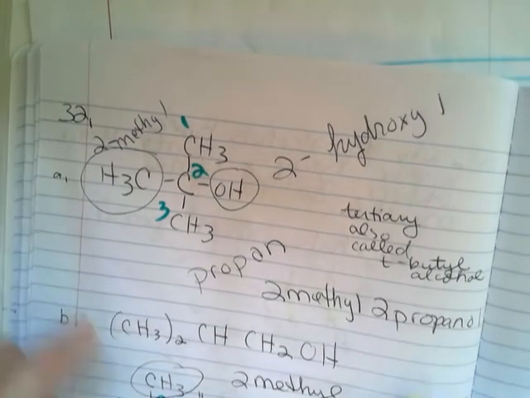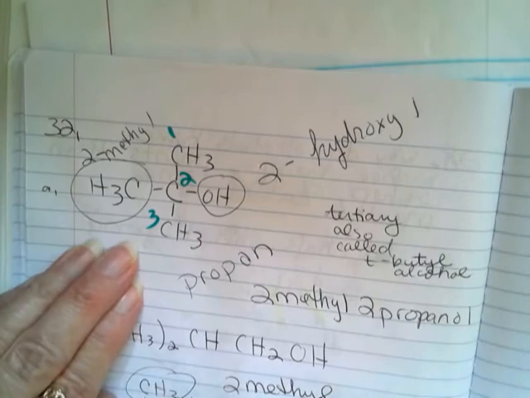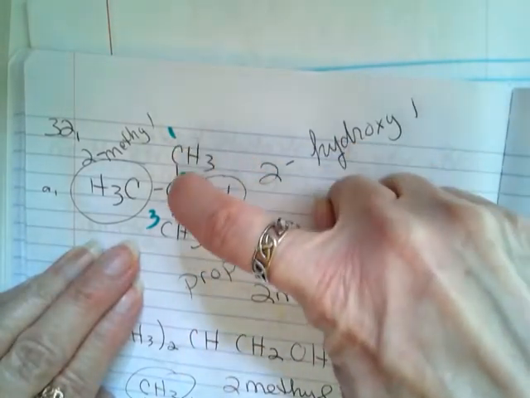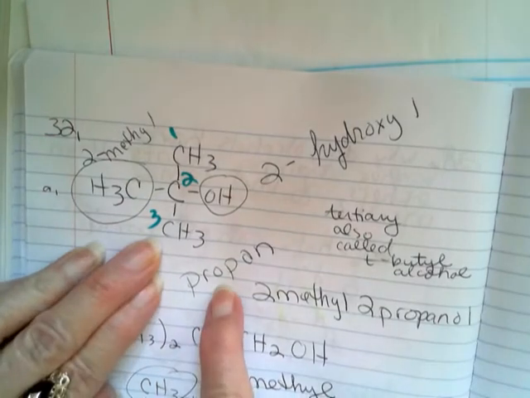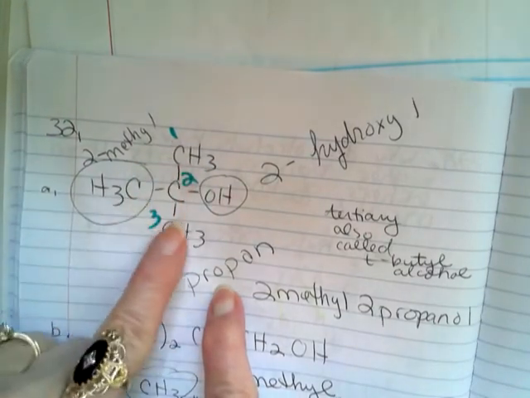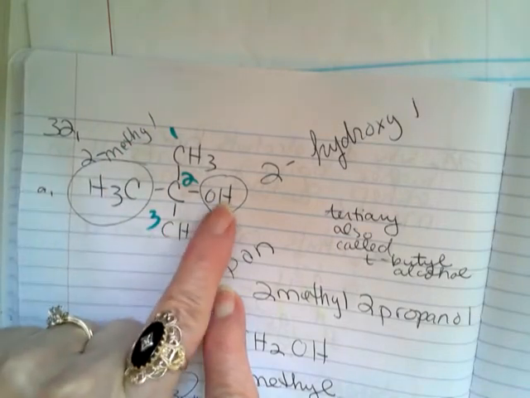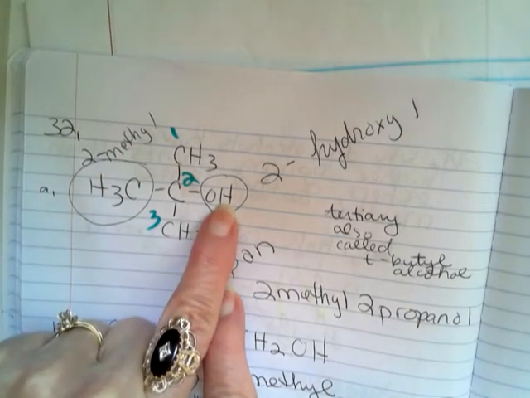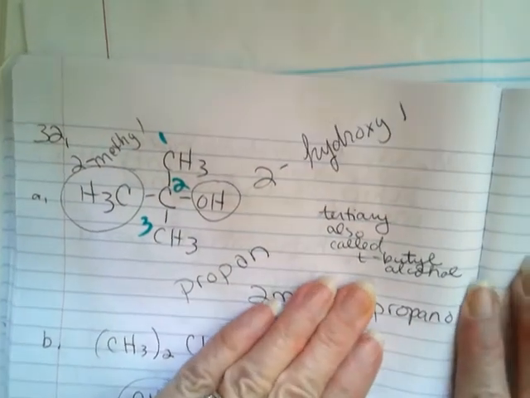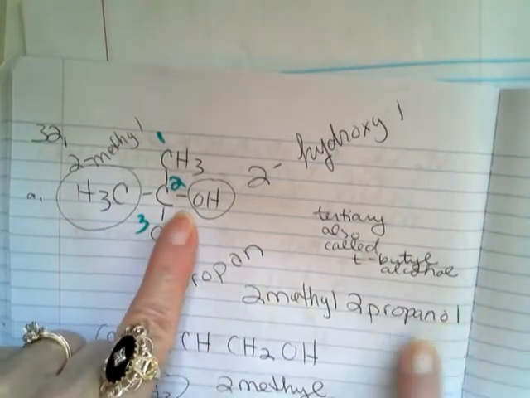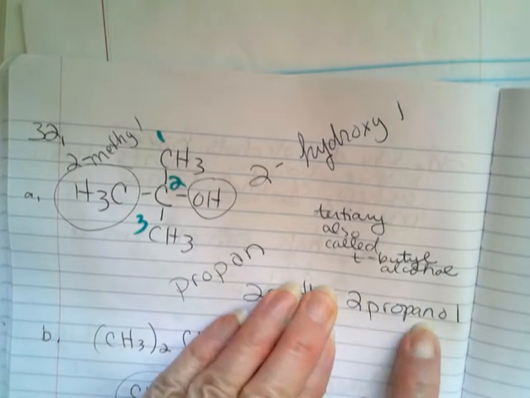Alright, 32A. If you need explanation of this, our longest chain, 1, 2, 3. So we're going to use propane because there's all single bonds. There's no double or triple. Propane. This is an OL ending, propanol, because of the hydroxyl group here. It occurs at position number 2, so it's going to get 2 propanol.